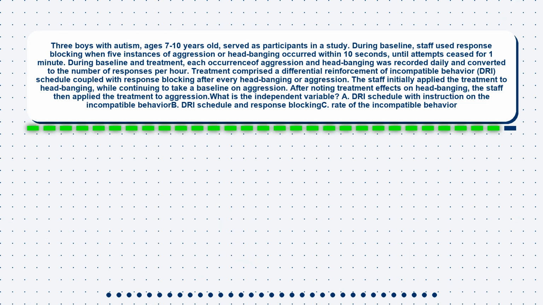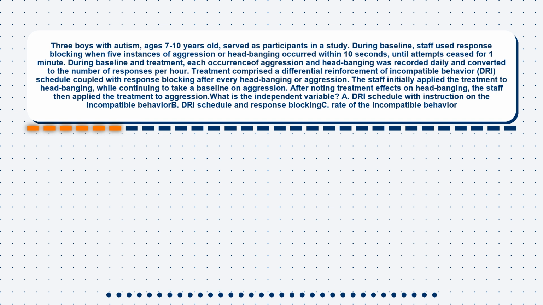Question 27. 3 boys with autism, ages 7 to 10 years old, served as participants in a study. During baseline, staff used response blocking when 5 instances of aggression or headbanging occurred within 10 seconds, until attempts ceased for 1 minute. During baseline and treatment, each occurrence of aggression and headbanging was recorded daily and converted to the number of responses per hour. Treatment comprised a differential reinforcement of incompatible behavior (DRI) schedule coupled with response blocking after every headbanging or aggression. The staff initially applied the treatment to headbanging, while continuing to take a baseline on aggression. After noting treatment effects on headbanging, the staff then applied the treatment to aggression.